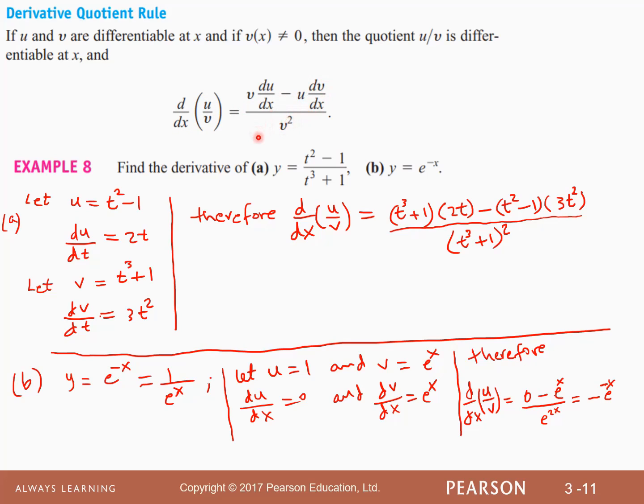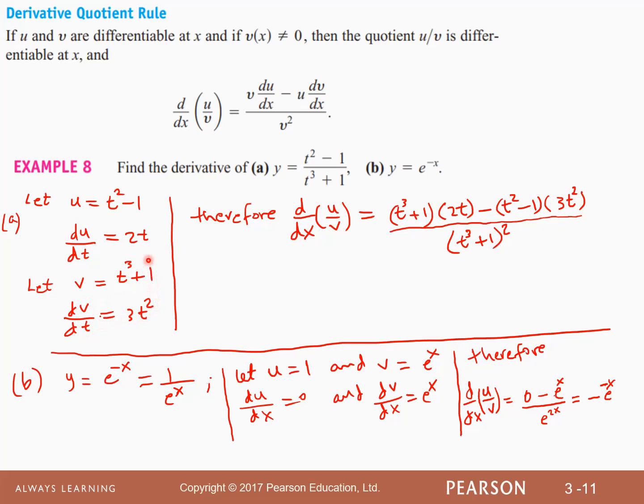Now what we have is example 8. Find the derivative of y equal to t squared minus 1 divided by t cubed plus 1. We will take u equal to t squared minus 1, which is the numerator, and the derivative of u is going to give us 2t. We take v, which is the denominator, and put v equal to t to the power 3 plus 1, and then the derivative of v, dv by dt, will give us 3t squared.